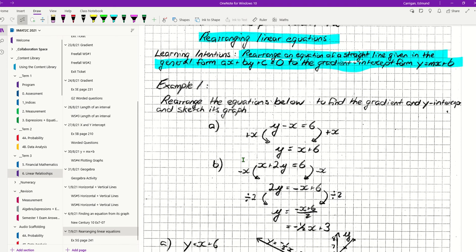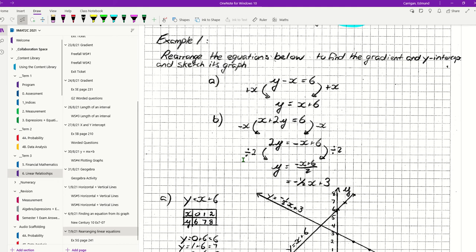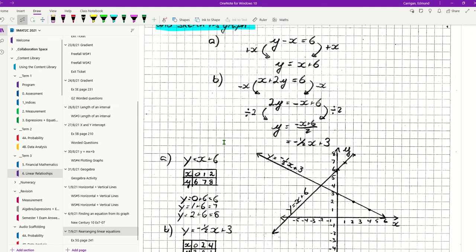So we're just going to do some examples. This is basically almost the equations topic. So my first example, rearrange the equations below to find the gradient and y-intercept and sketch its graph. So we start off with y minus x equals 6.